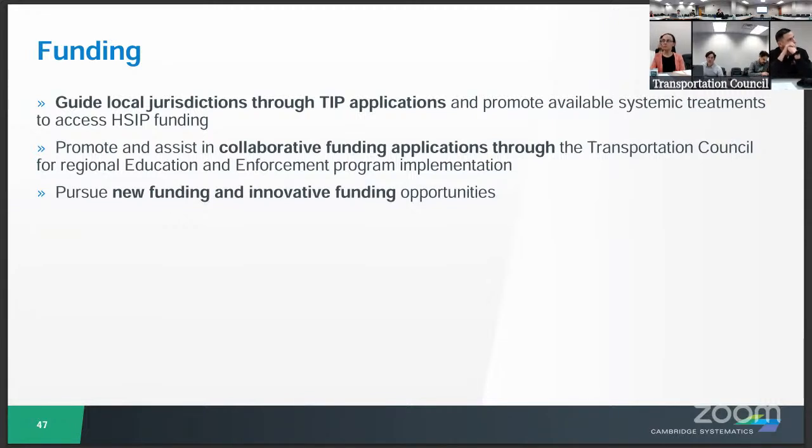Funding: particularly through future TIP processes, guide those local jurisdictions, particularly as they're doing hotspot safety projects and promoting systemic treatments. Looking through collaborative funding opportunities to GTSC, or through other ad hoc partners as well. And continuing to support new funding opportunities that come up, such as SS4A, or other discretionary projects that also provide funding.